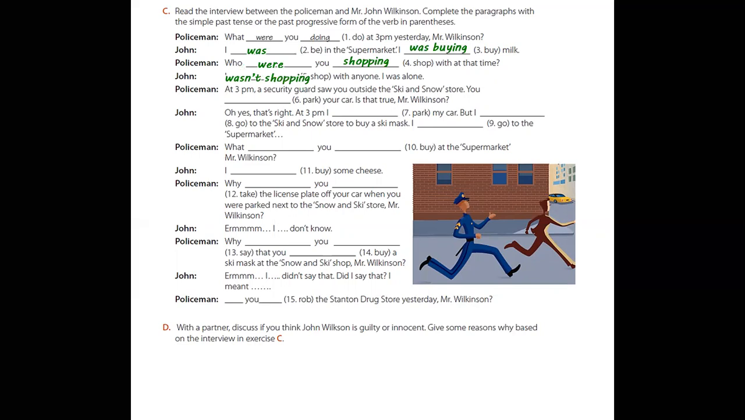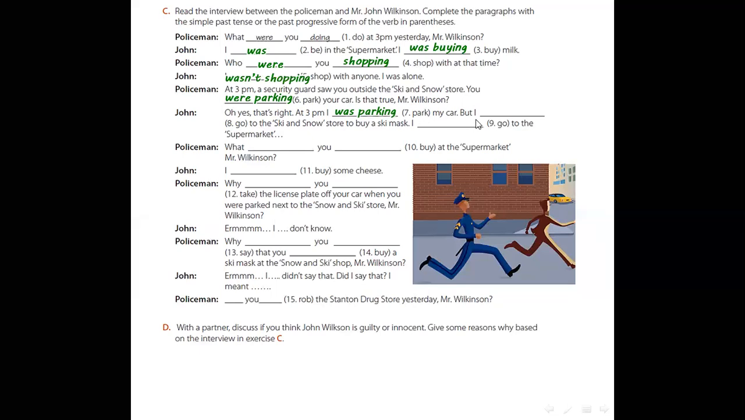Policeman: At 3 p.m., a security guard saw you outside the ski and snow store. You were parking your car. Is it true, Mr. Wilson? Excellent. Very good, my dear students. Were parking. Oh, yes, that's right. At 3 p.m., I was parking. Was parking. Very good. I was plus verb plus ing.